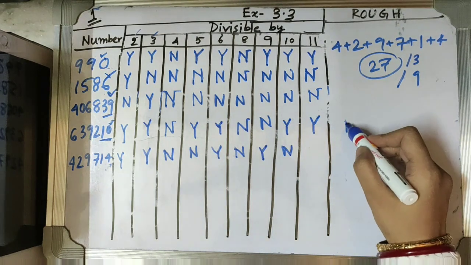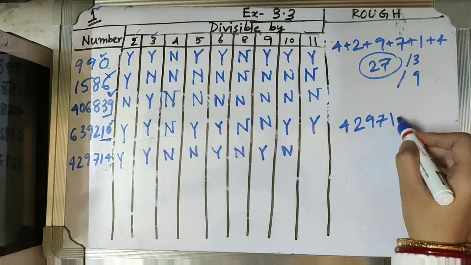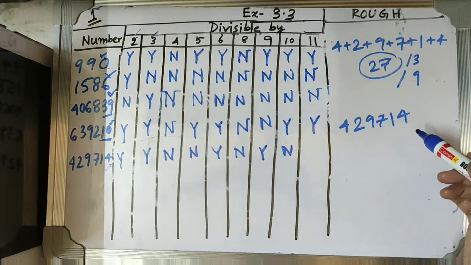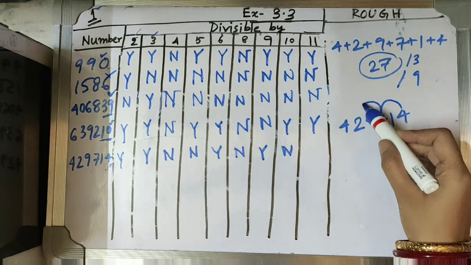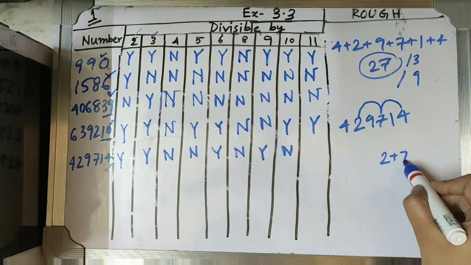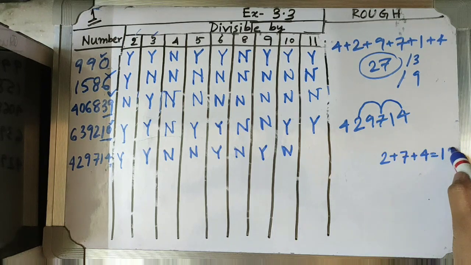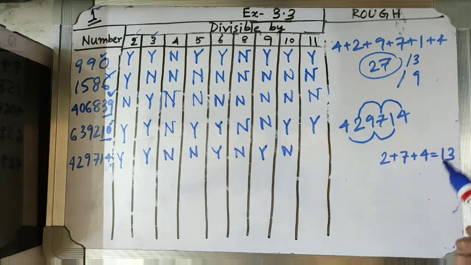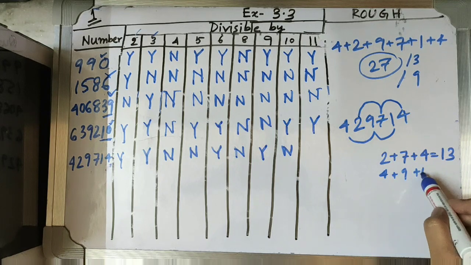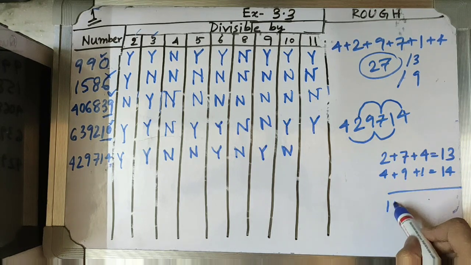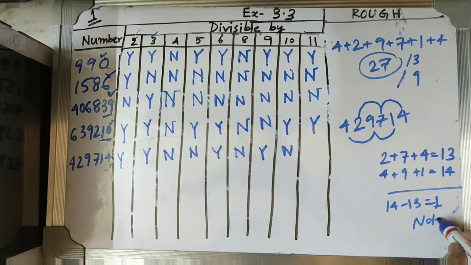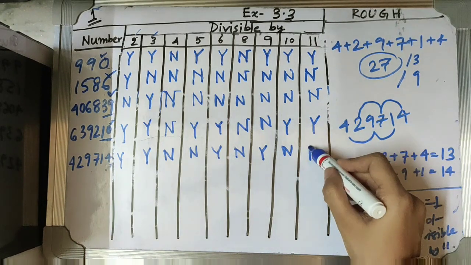Now we will check the divisibility by 11. We will take the digits placed at the odd places, 4, 7, 2, and add them. 2 plus 7 plus 4, we get 13. Now we will take the digits placed at even places, 1, 9, 4. So 4 plus 9 plus 1, we get 14. After subtracting these two, we get our result 1, which is not divisible by 11. So we will write n here.